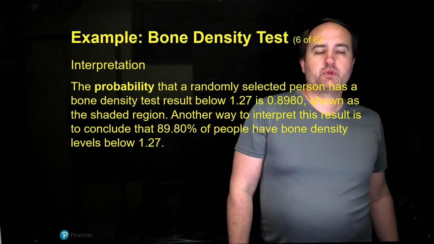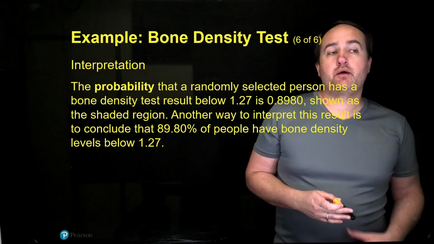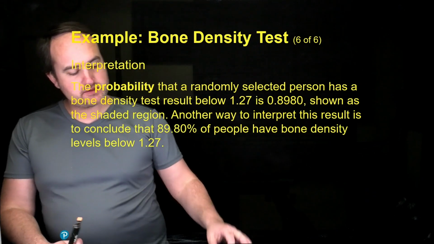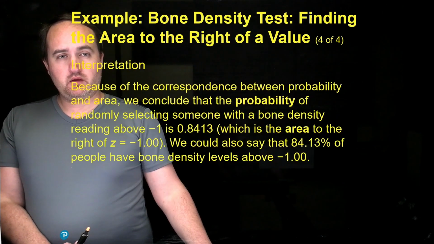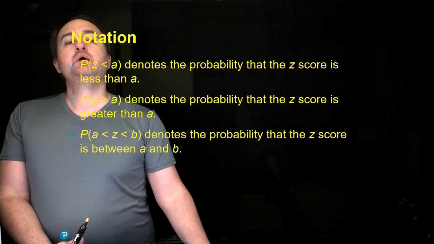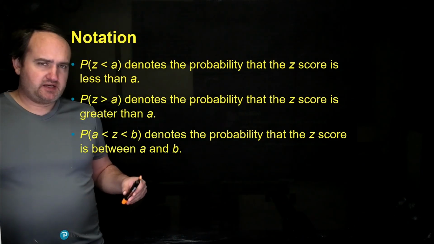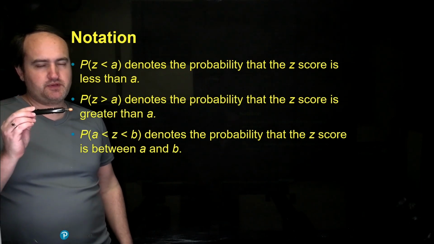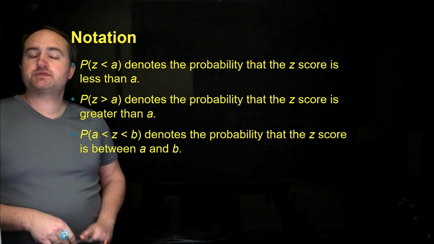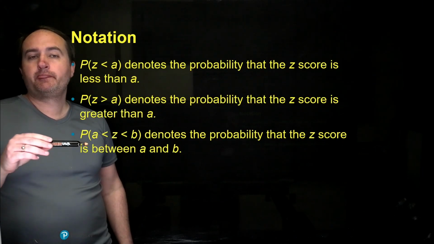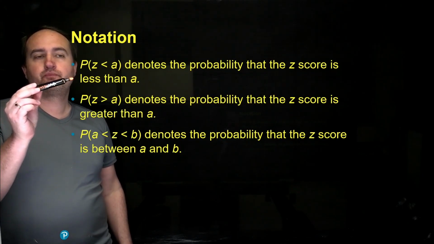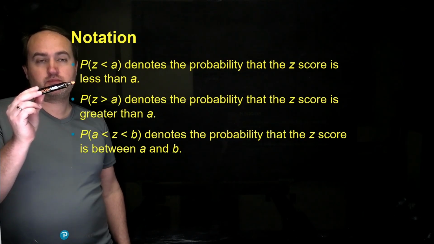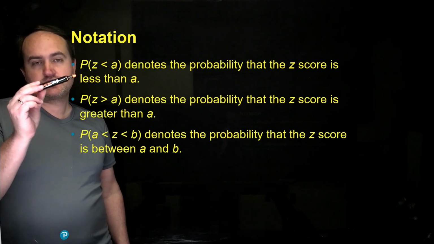Okay? All right. Then I want to break this down into cases. So let me skip to the end of the slides before we do another example. Just for notation, at the end of the slides, I have it broken down into these three cases. The case that we just saw was the easiest case, which is the area to the left, or the probability that a z-score is less than some number. That's this one right here.